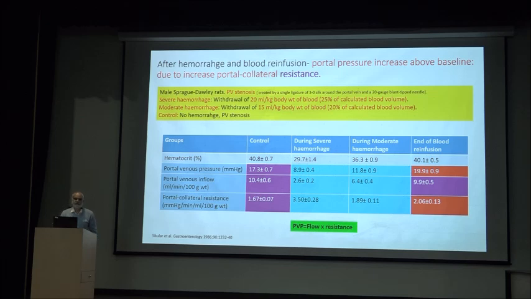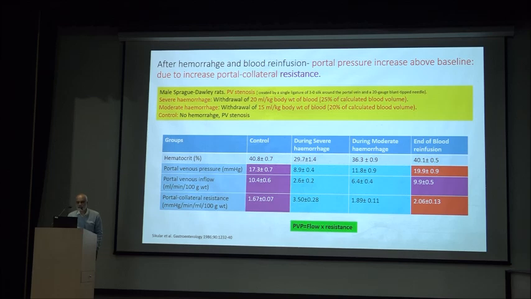Now in the same portal vein stenosis model, the animals were divided into three groups: severe hemorrhage, moderate hemorrhage, and control. So severe hemorrhage was 25% of the calculated blood volume let down, moderate hemorrhage was 20% of the calculated blood volume let down, and control was no hemorrhage, only portal vein stenosis.